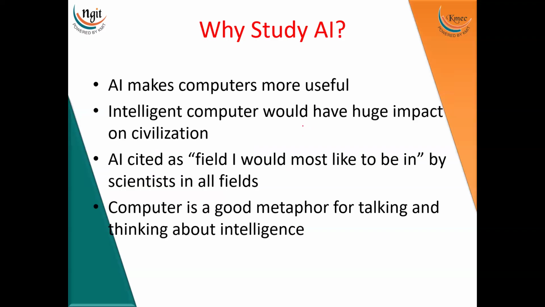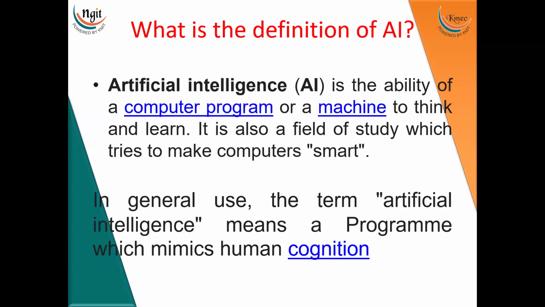So why do we have to study AI? AI makes computers more useful, and it has a huge impact on civilization. AI is cited as the field I would most like to be in by scientists in every field. This is being cited by many scientists about AI. And the computer is good for talking and thinking about intelligence.